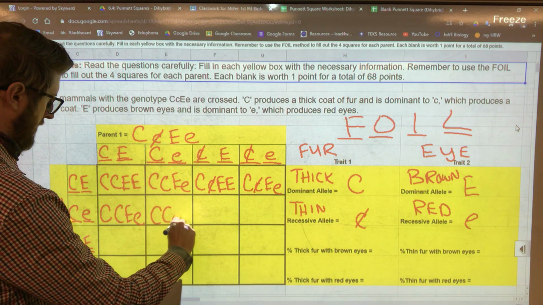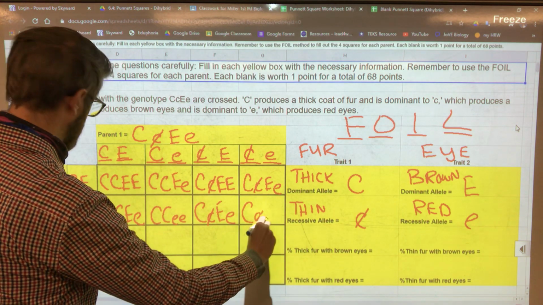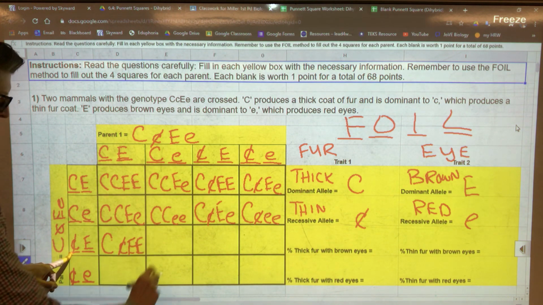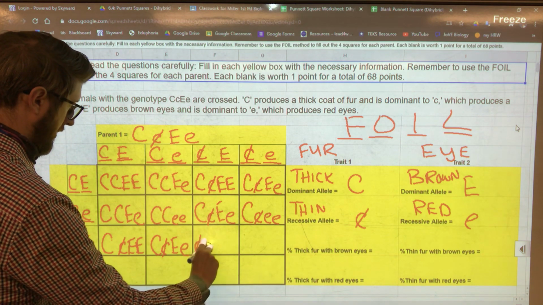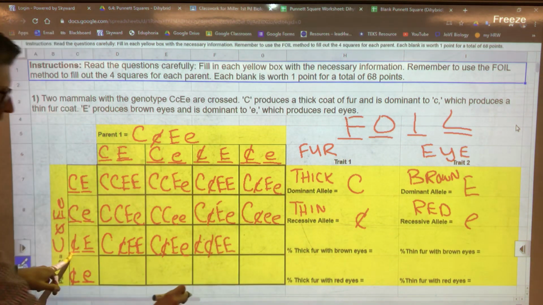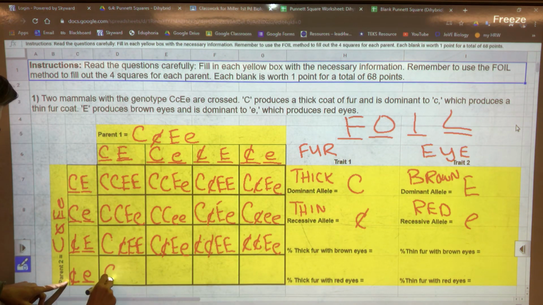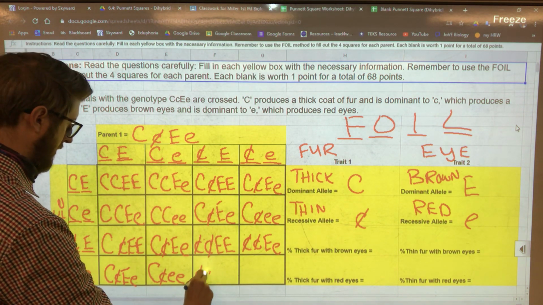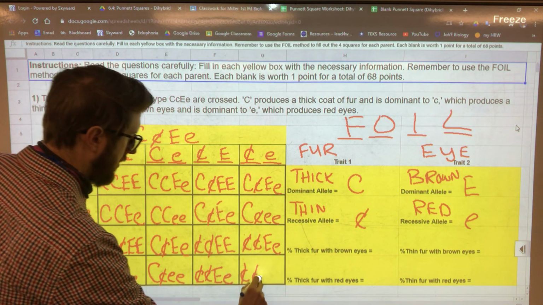Big C, little e, little e. Big C, little c, big E, little e. Big C, little c, little e, little e. Big C, little c, big E, big E. Big C, little c, big E, little e. Little c, big E, big E. Little c, big E, little e. Big C, little e. Big C, little c, little e, little e. Little c, big E, little e. Little c, little e, little e. Okay.